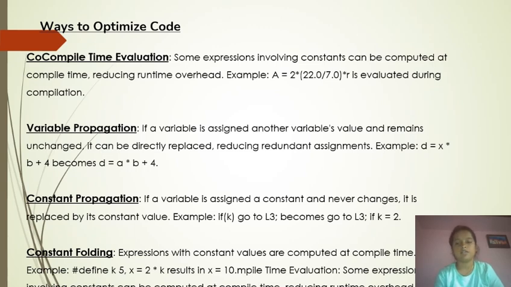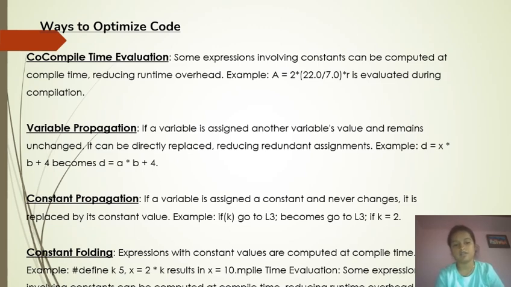Then the third one is constant propagation. If a variable is assigned a constant and it never changes, it is replaced by its constant value. For example, we have declared a constant value and then we have used that variable in a sum or an equation, then that variable will be replaced by the value we have already stored, so that value will never be changed.